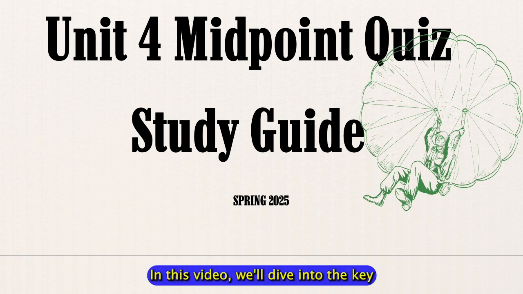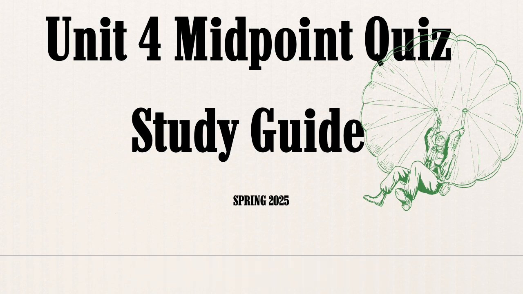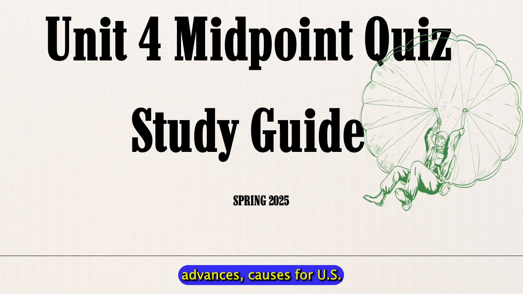In this video, we'll dive into the key concepts and ideas that you need to master to ace your final quiz. We'll focus on essential topics such as imperialism and its effects, the causes of World War I, including militarism, alliances, imperialism, and nationalism, the impact of new technological advances, causes for U.S. entry into World War I, and the effects of World War I on events and conflicts that would follow it.